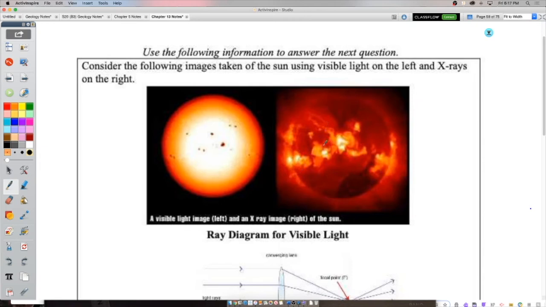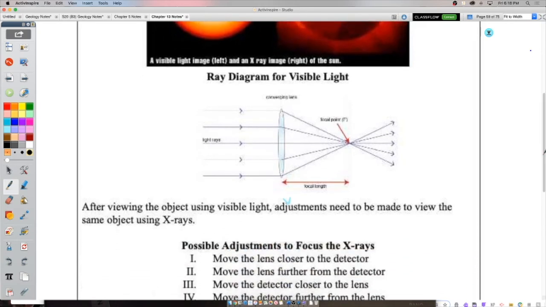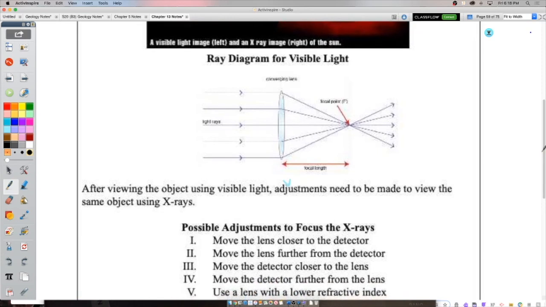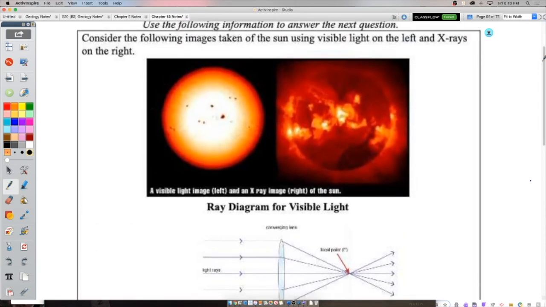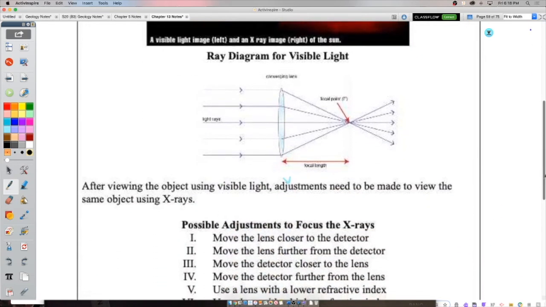Hotter stars, when we look out at hotter stars in the universe, we can see quite a bit more X-rays being produced, especially when we start to look at weirder things, even higher energy than just plain old stars. Okay. All right. Anyway, back to this. It's asking us, after viewing the object using visible light, we need to make adjustments if we're going to view the same object using X-rays. So if we have a telescope and we want to switch from the left side to the right side, we can't just put on our filter. We're going to have to play with the telescope a bit.